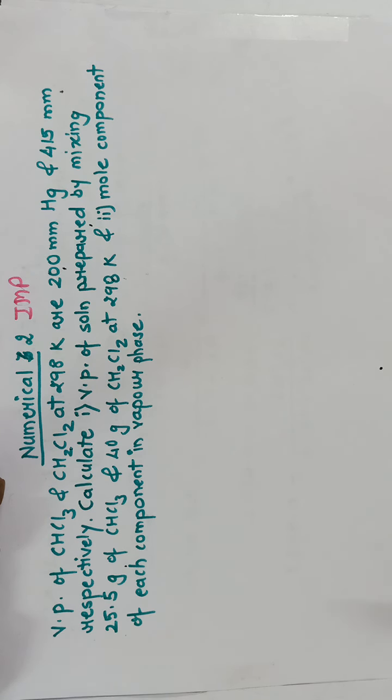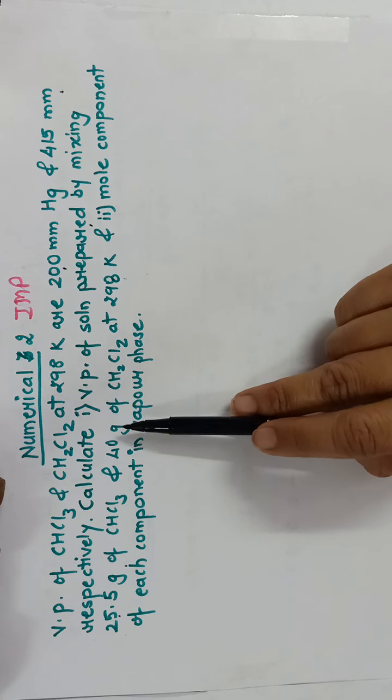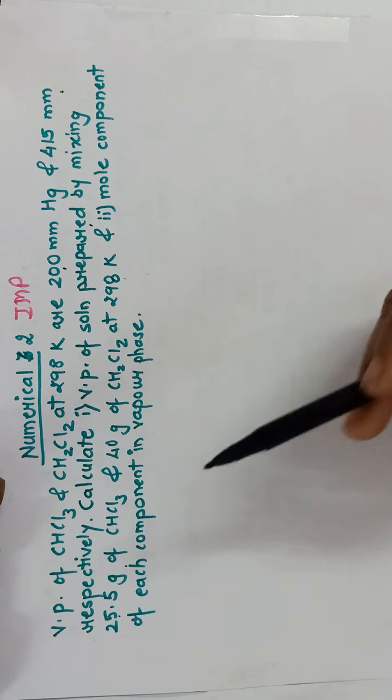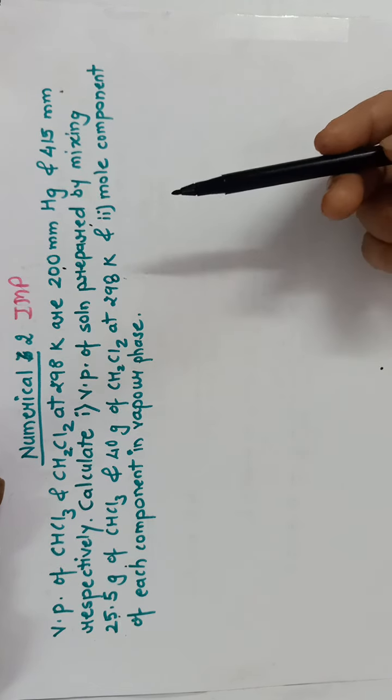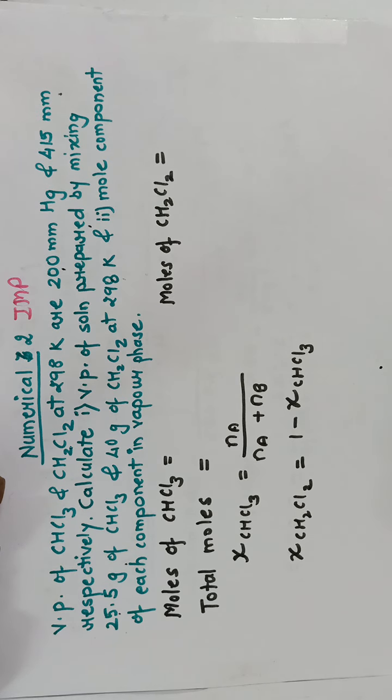To begin with, first of all, we need to calculate the number of moles for which the mass is already given to us. After calculating the number of moles, we can calculate the mole fraction and then we can calculate the vapor pressure. So let us begin. So these are the steps whatever I have told you.